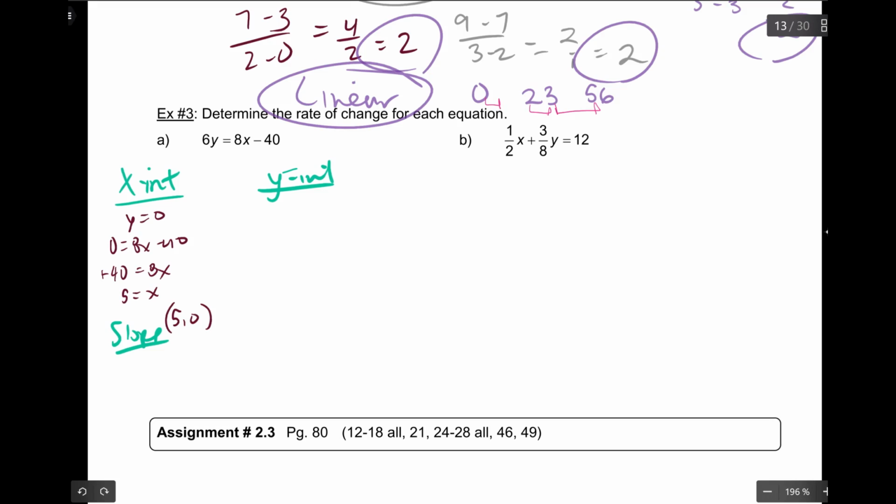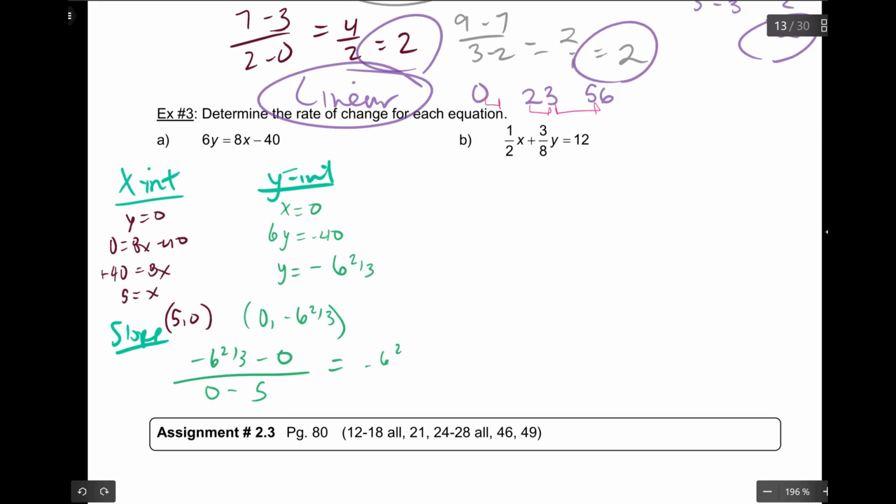My other point is when x equals 0. So 6y equals negative 40. So y will be negative 40 divided by 6, which is negative 6 and 2/3. So my other point will be (0, negative 6 and 2/3). Then we do negative 6 and 2/3 minus 0 over 0 minus 5. So that's negative 6 and 2/3 divided by negative 5.